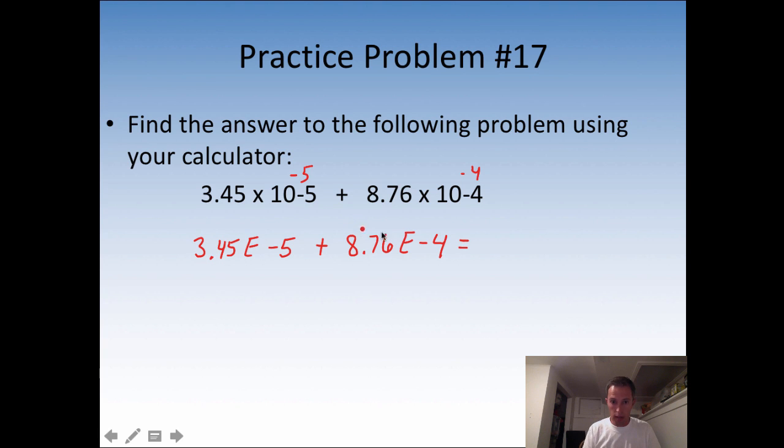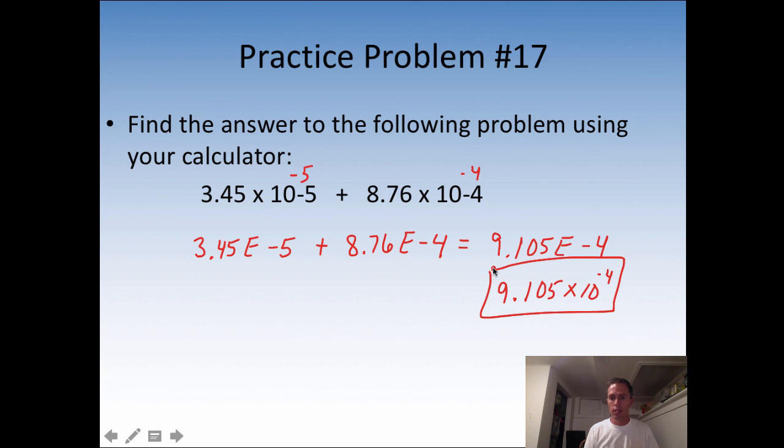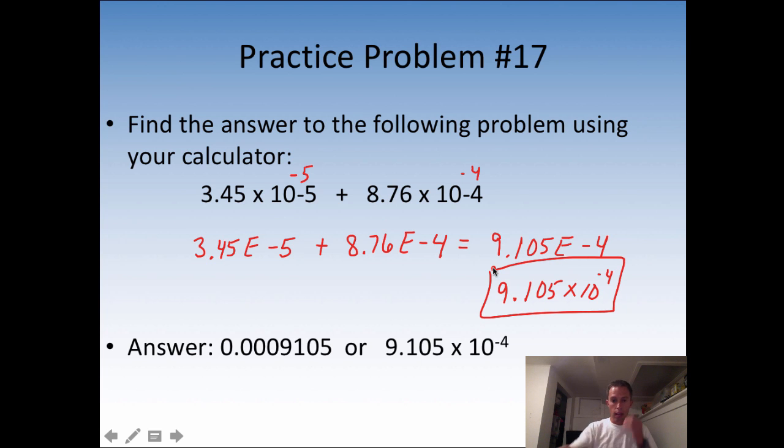My calculator is giving me this answer, 9.105 e to the minus 4. Again, another way of writing this is 1.105 times 10 to the minus 4. So in scientific notation, that's what you should get. And yes, we are correct. So great. Hopefully you can get that in your calculator.